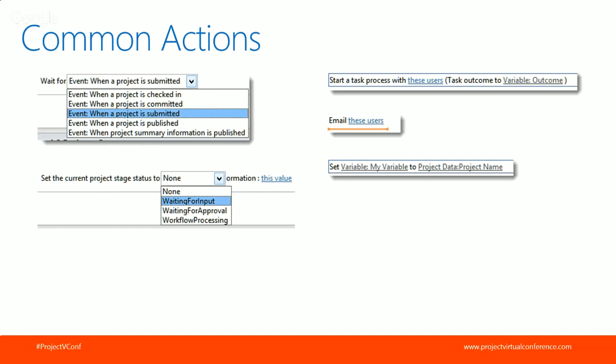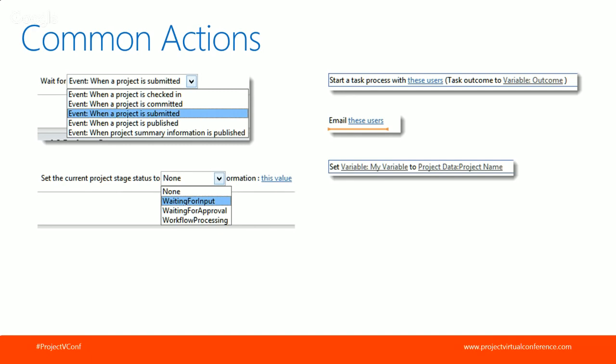Going over to the second column here, 3 other actions that are common. One is starting what's called a task process. So we'd use this for approvals. So the workflow allows you to design an approval task. You can define who it goes to, if it requires a single user to approve or multiple, if they can approve in parallel or one by one.